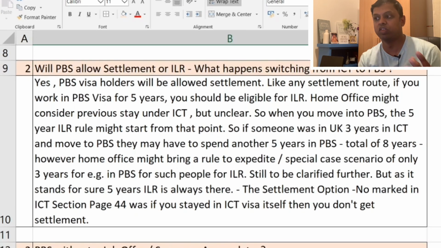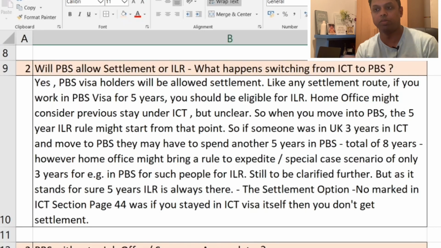What happens if you switch from ICT to PBS, the points-based system? So yes, the points-based system is being created for the settlement process, so it will definitely allow settlement, like all the other settlement routes, like Tier 2 General, or HSMP before that, Tier 1 after that.